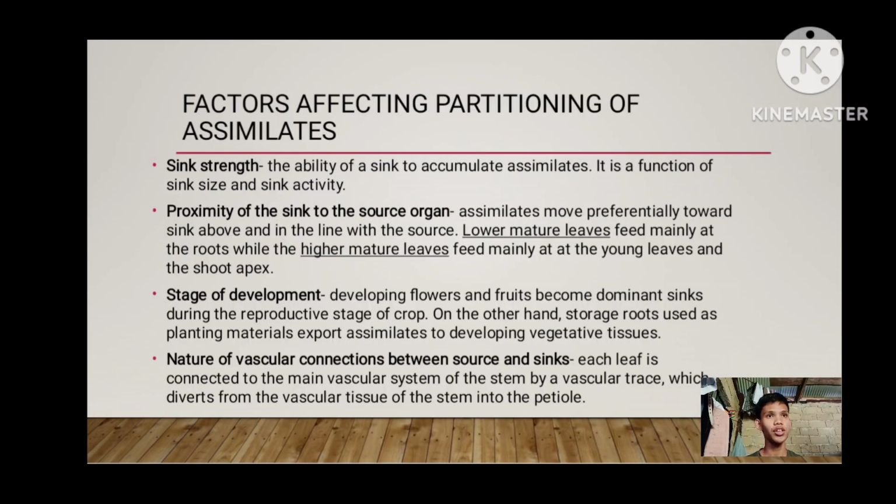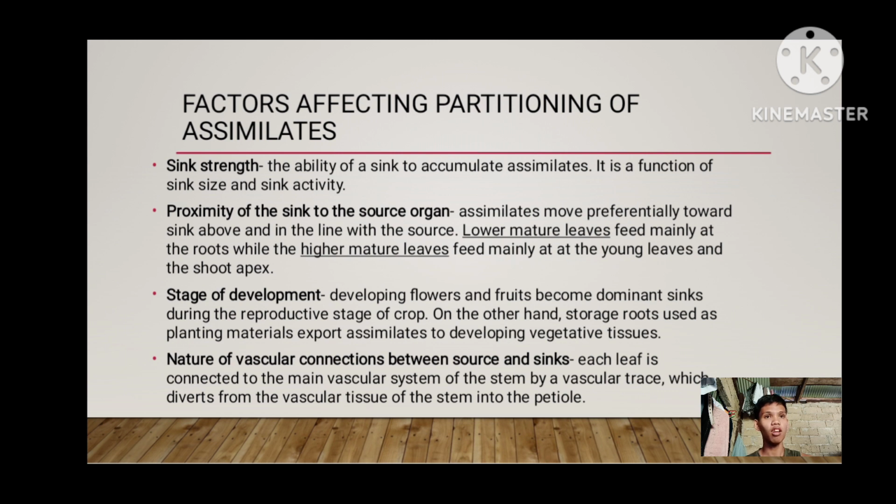Factors affecting partitioning of assimilates. Number 1, sink strength. This is the ability of a sink to accumulate assimilates. It is a function of sink size and sink activity. Number 2, proximity of the sink to the source organ. Assimilates move preferentially toward sinks above and in line with the source. Lower mature leaves feed mainly the roots, while the higher mature leaves feed mainly the young leaves and the shoot apex. Number 3 is the stage of development.